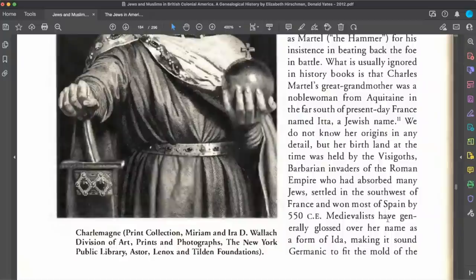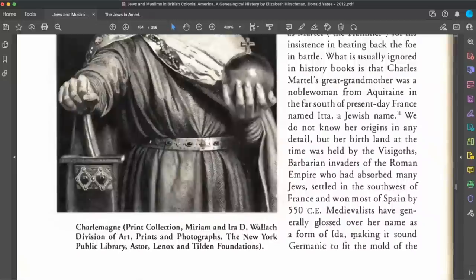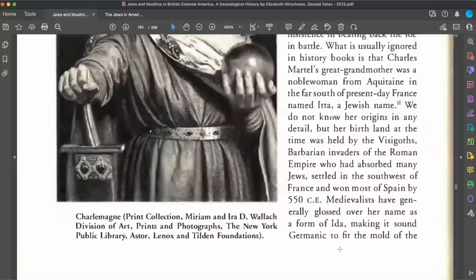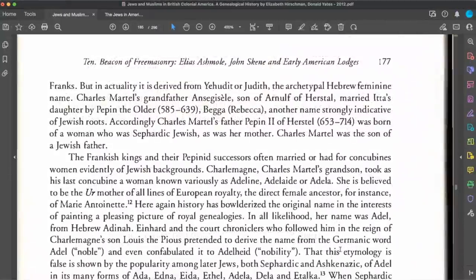Medievalists have generally glossed over her name as a form of Ida, making it sound Germanic to fit the mold of the Franks. But in actuality, it is derived from Jehudic or Judith, the archetypical Hebrew feminine name. Charles Martel's grandfather, Assi Gisel, son of Arnulf of Herstal, married Ito's daughter by Pepin the Older, and Bega, Rebecca, another name strongly indicative of Jewish roots. Accordingly, Charles Martel's father, Pepin II of Herstal, was born of a woman who was Sephardic Jewish and was her mother. Charles Martel was the son of a Jewish father.